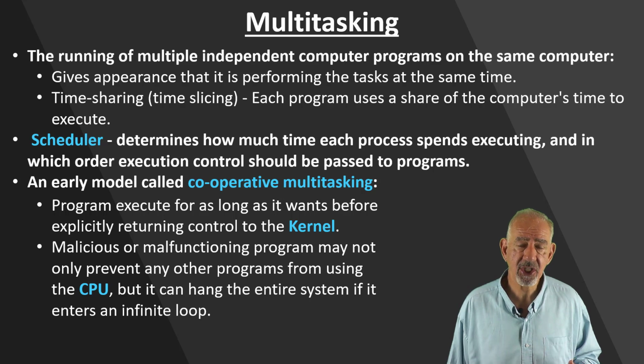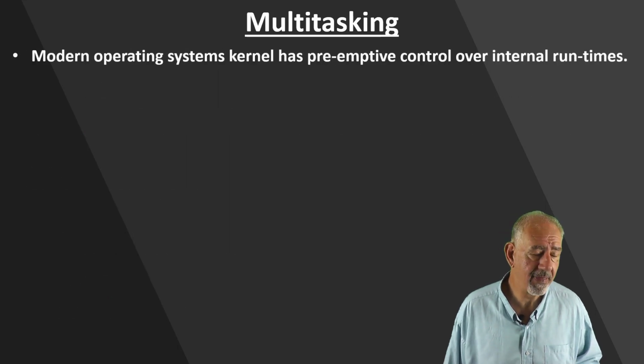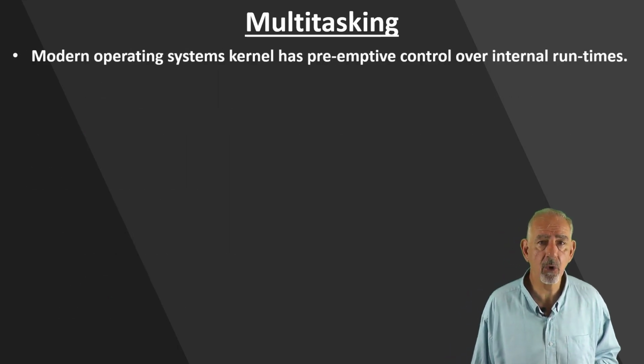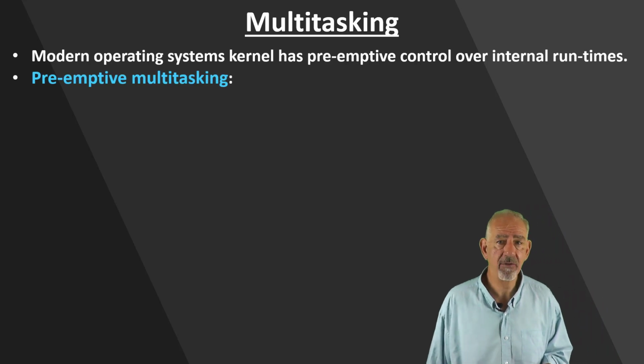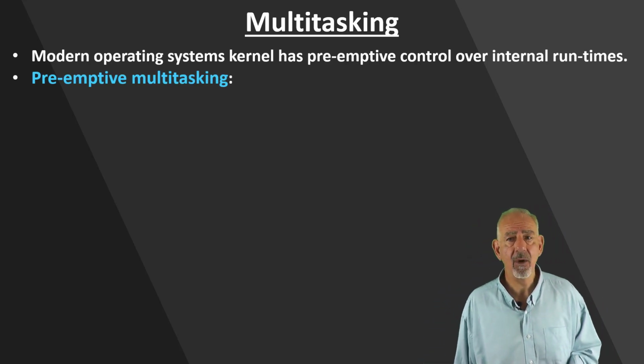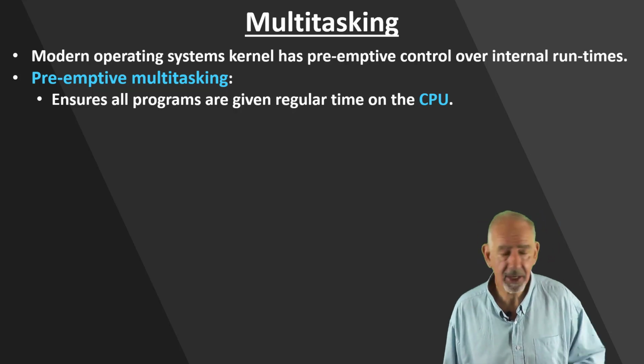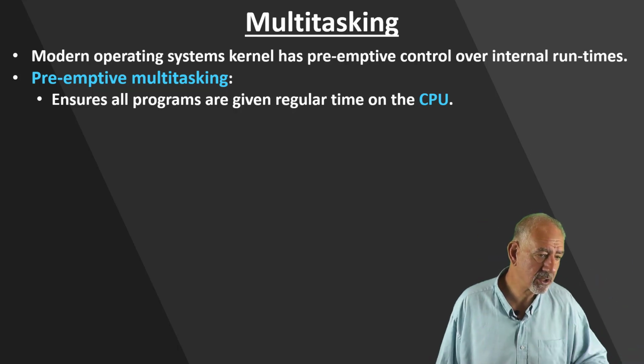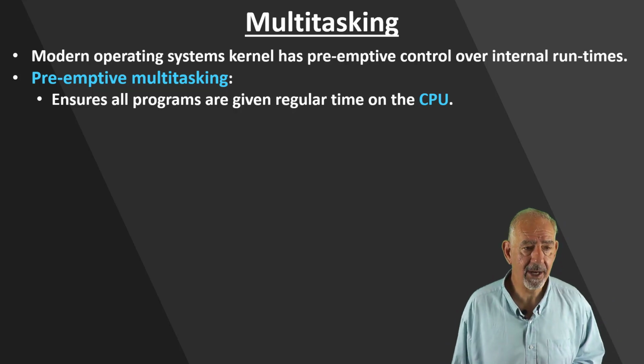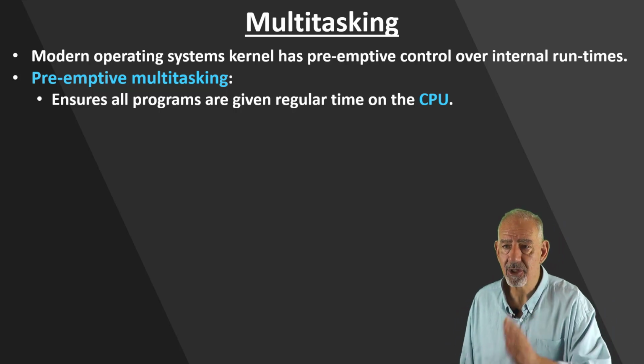So that changed. You won't find that now, because modern systems now have what we call preemptive control over the runtimes. And what does that mean? Well, it means it ensures all programs are given regular time on the CPU. Because the scheduler will say, right, you've had your time, let's move over to the next one. And it'll say, right, you've had your time, let's move over to the next one.